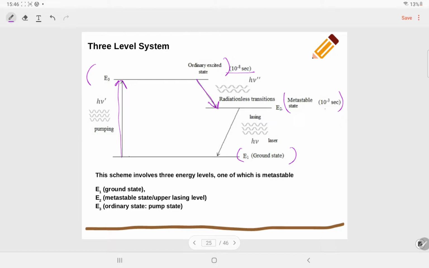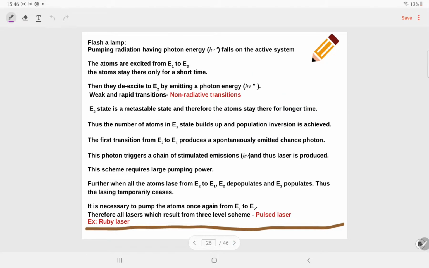state, which is our metastable state, and this is a radiationless transition happening here, where 10 to the power minus 3 second is quite large as compared to 10 to the power minus 8 second. So it gets enough time for stimulated emission, and when some external photon encounters the system, while coming from E2 to E1 it emits energy, and that is our laser light. So three steps are involved here, therefore this is called a three level scheme.